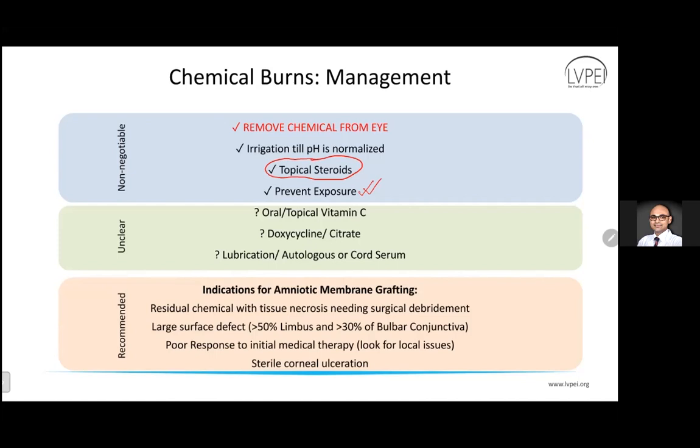Or if the patient presents, maybe not in an acute burn, but a week or 10 days after the burn with already a melt that has started, you would definitely not wait and would go for an amniotic membrane grafting in that case.